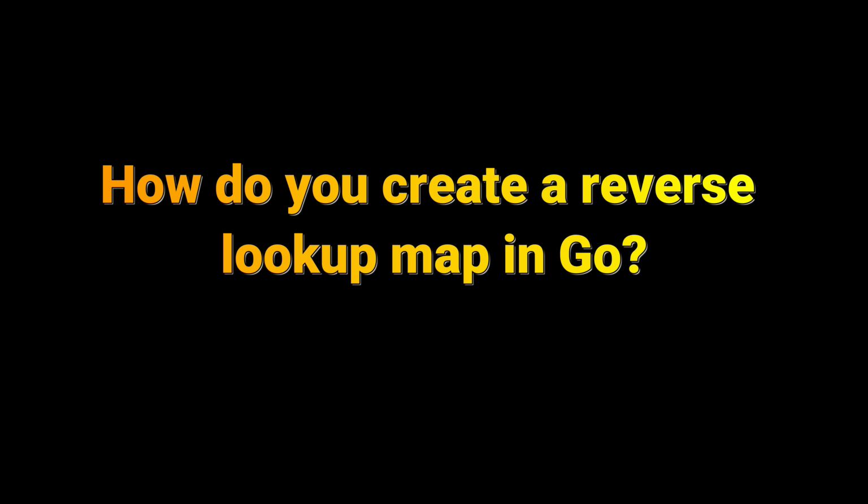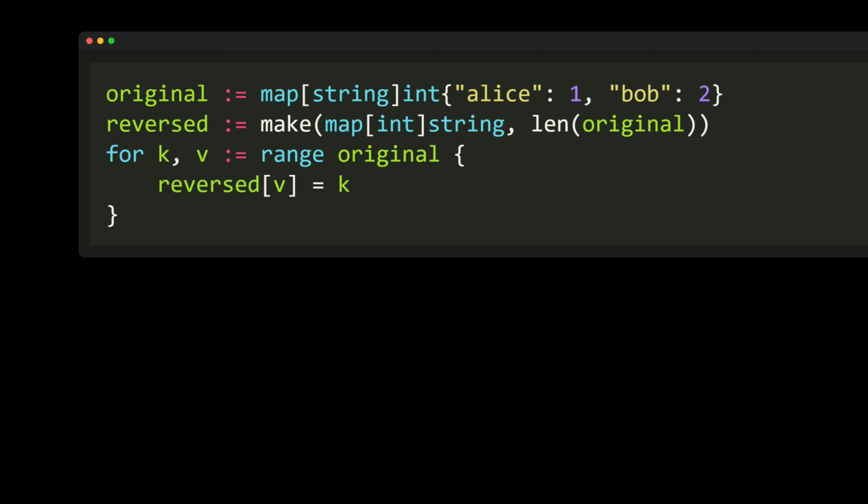Question: how do you create a reverse lookup map in Go? To create a reverse map, you make a new map where the keys and values are swapped from the original. Loop through the original map, and for each key-value pair, insert an entry in the new map with the original value as the key and the original key as the value. This lets you quickly find a key by its value instead of the other way around.